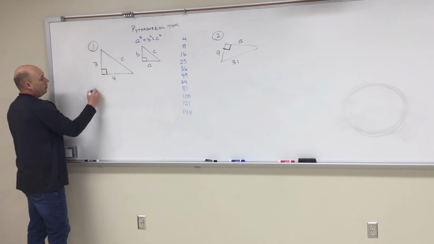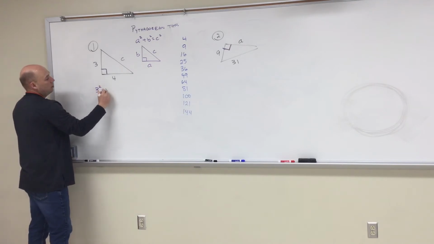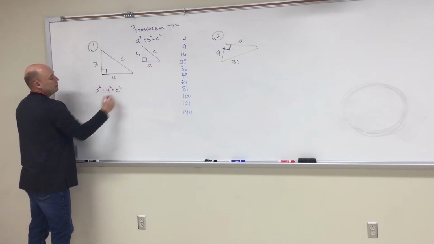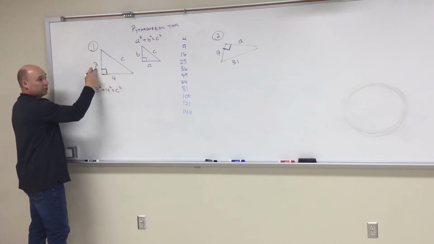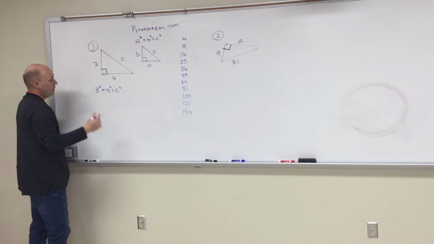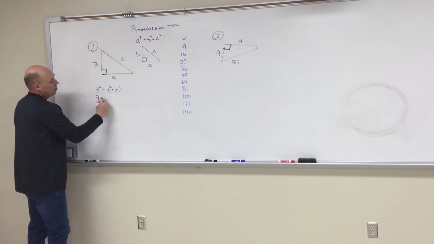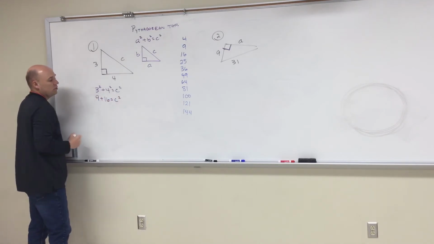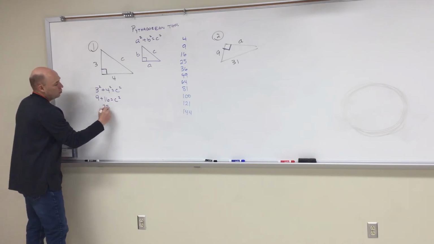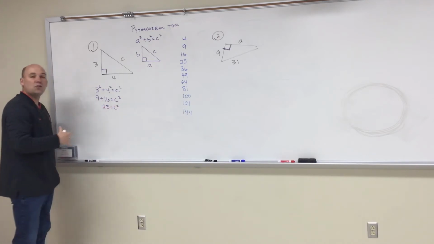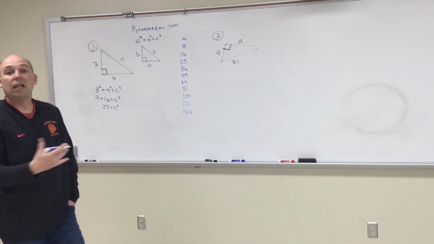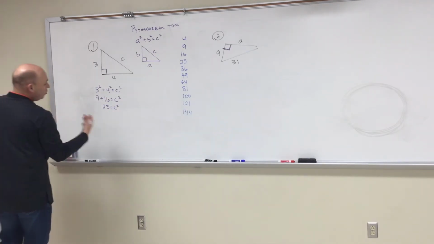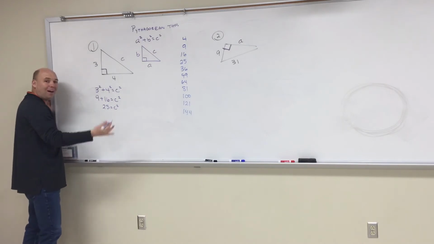So my first problem here, I've got 3 squared plus 4 squared is equal to c squared. Okay, again, if you want to make it 4 squared plus 3 squared is equal to c squared, same thing. So that's going to be 9 plus 16 is equal to c squared. That's going to be 25 is equal to c squared. Now this is usually where we take the plus or minus square root, but because we're talking about a distance, a length of something, we're not going to do plus or minus. We're only going to talk about positive.